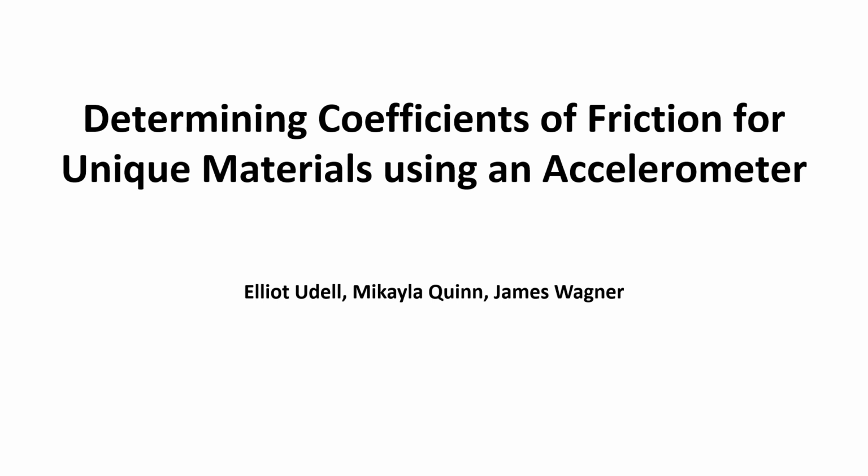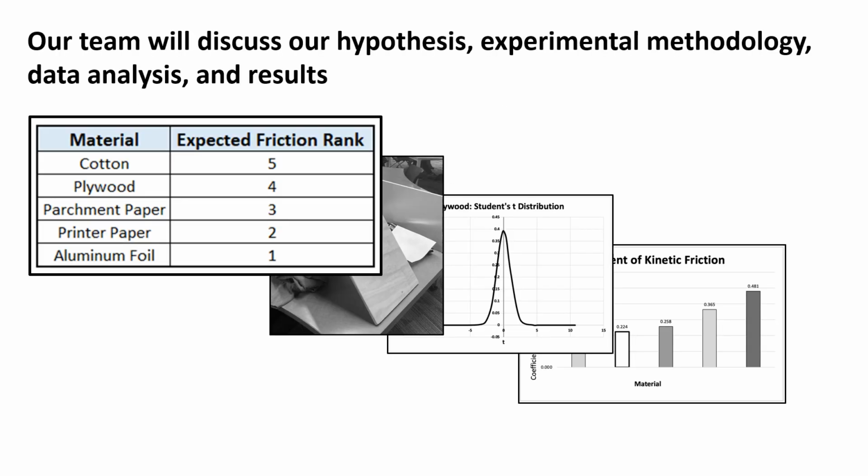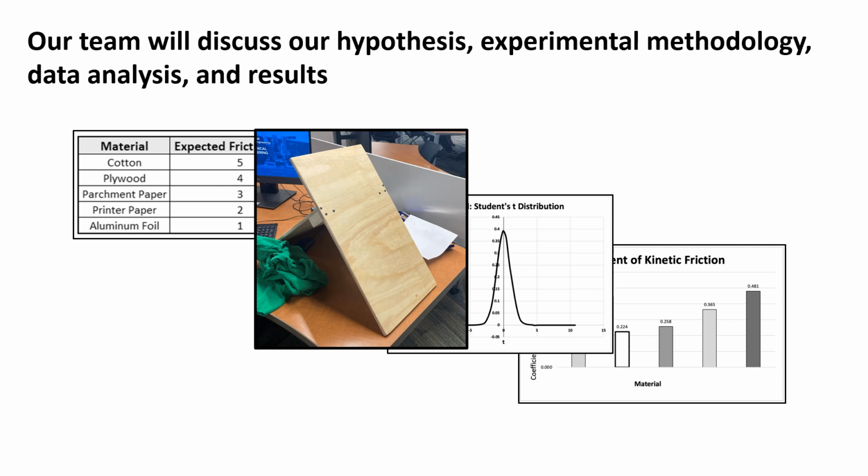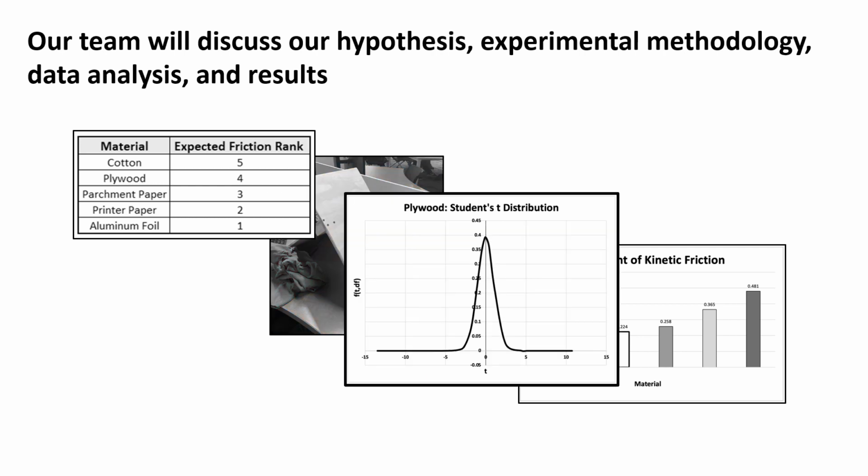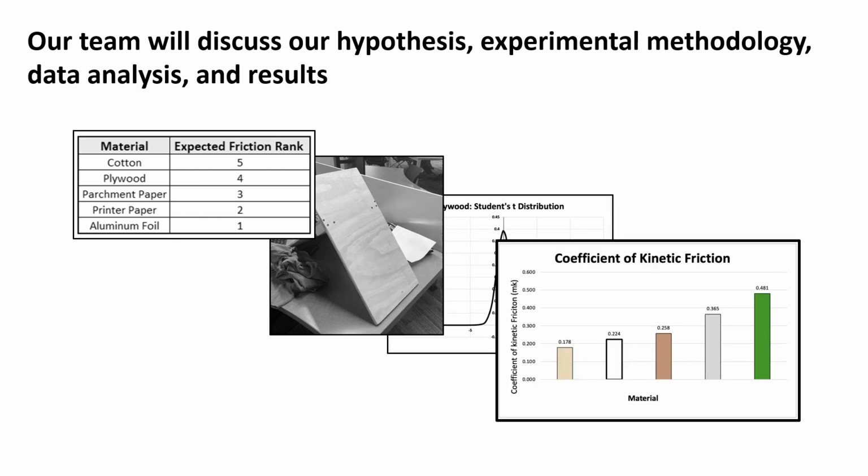For our final project in ME 348, we determined coefficients of friction for 5 unique surfaces using an accelerometer. We will begin our presentation by discussing our hypothesis. We will then explain our experimental methodology. Next, we will go over our data analysis. Finally, we will review our results and draw conclusions.